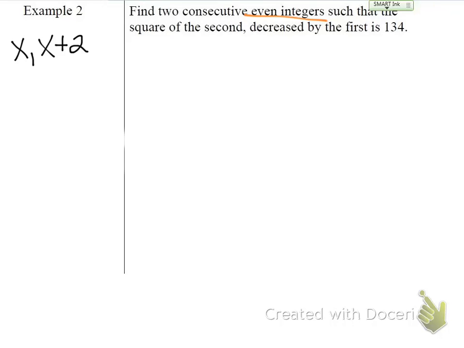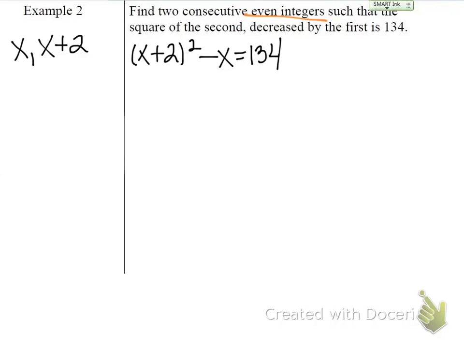So let's write our equation based on this. So such that the square of the second, x is my first one, so x plus 2 is my second. So that's going to be x plus 2 squared decreased by the first. What does decreased by the first mean? Subtracting the first one, which is x, is 134, means equals 134.